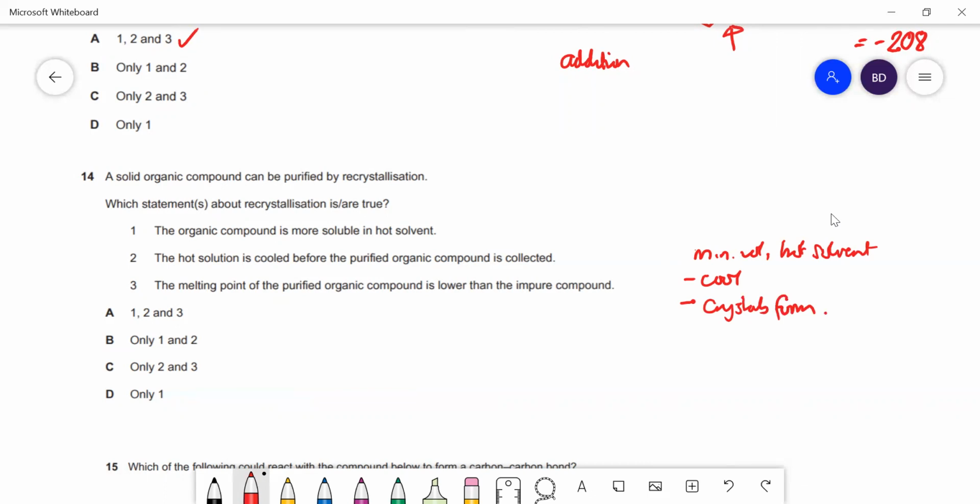Let's check it. The organic compound is more soluble in hot solvent. Yes, we want that. The hot solution is cooled to make the crystals form. The 1 and 2, right. Now this one is wrong.